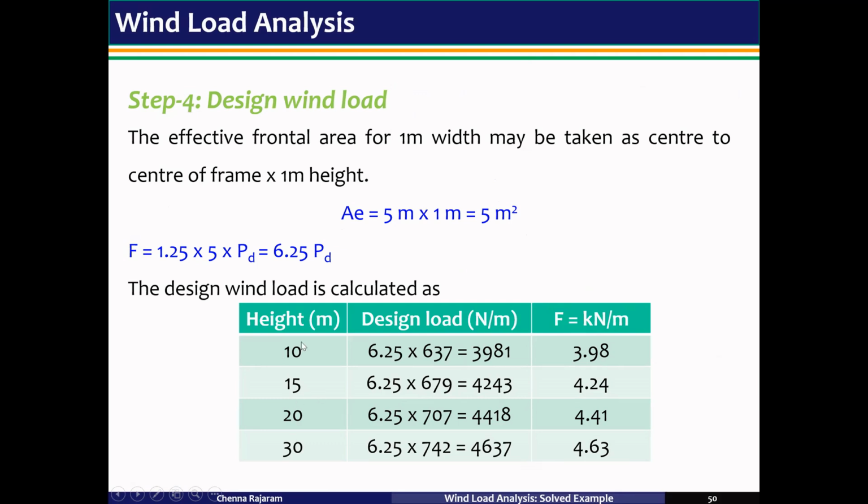So the design wind loads are calculated as follows, for various heights: 10 meters, 15, 20 and 30. The design loads are 6.25 into Pd, and the Pd value varies with respect to the height. That is 6.25 multiplied with 637. At 15 meters height, 6.25 into 679. At 20 meters, 6.25 into 707. At 30 meters, 6.25 into 742. Finally we arrive at the design wind loads of 3.98 kilonewton per meter, 4.24, 4.41, 4.63 at 10 meters, 15 meters, 20 meters and 30 meters respectively.